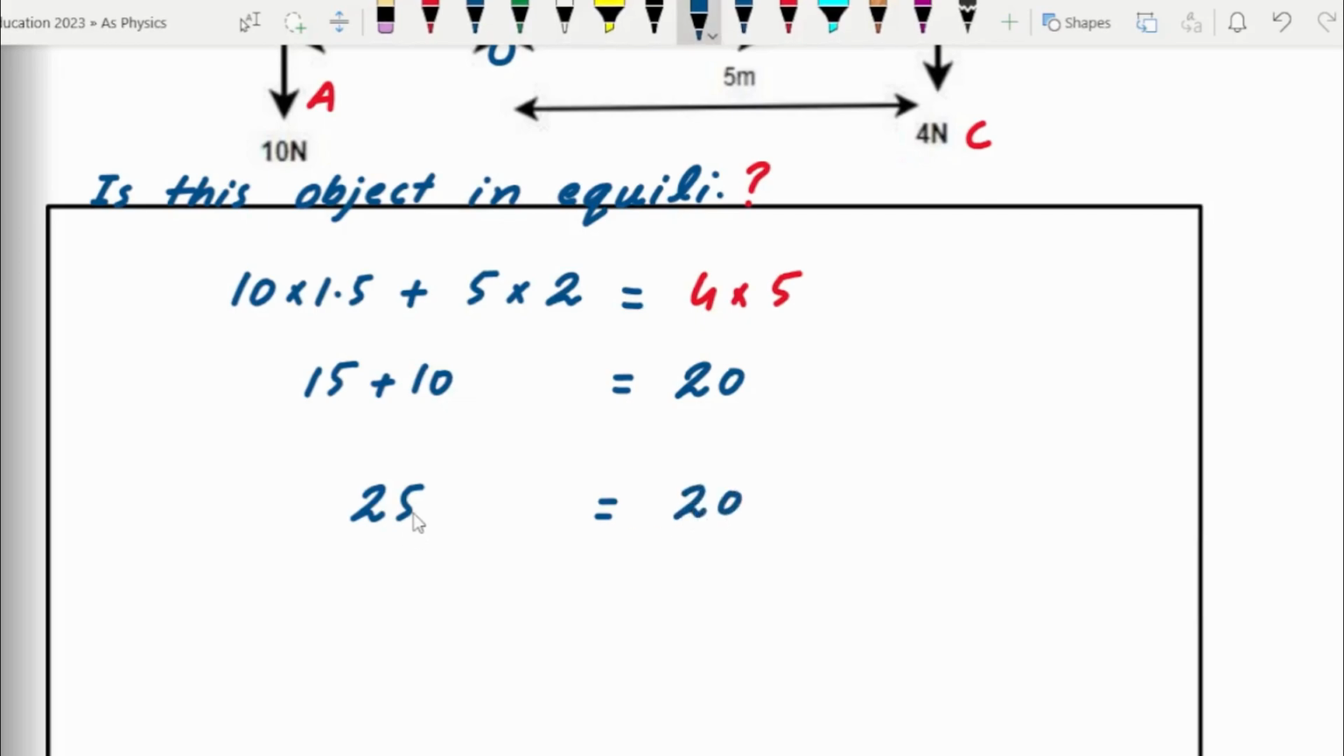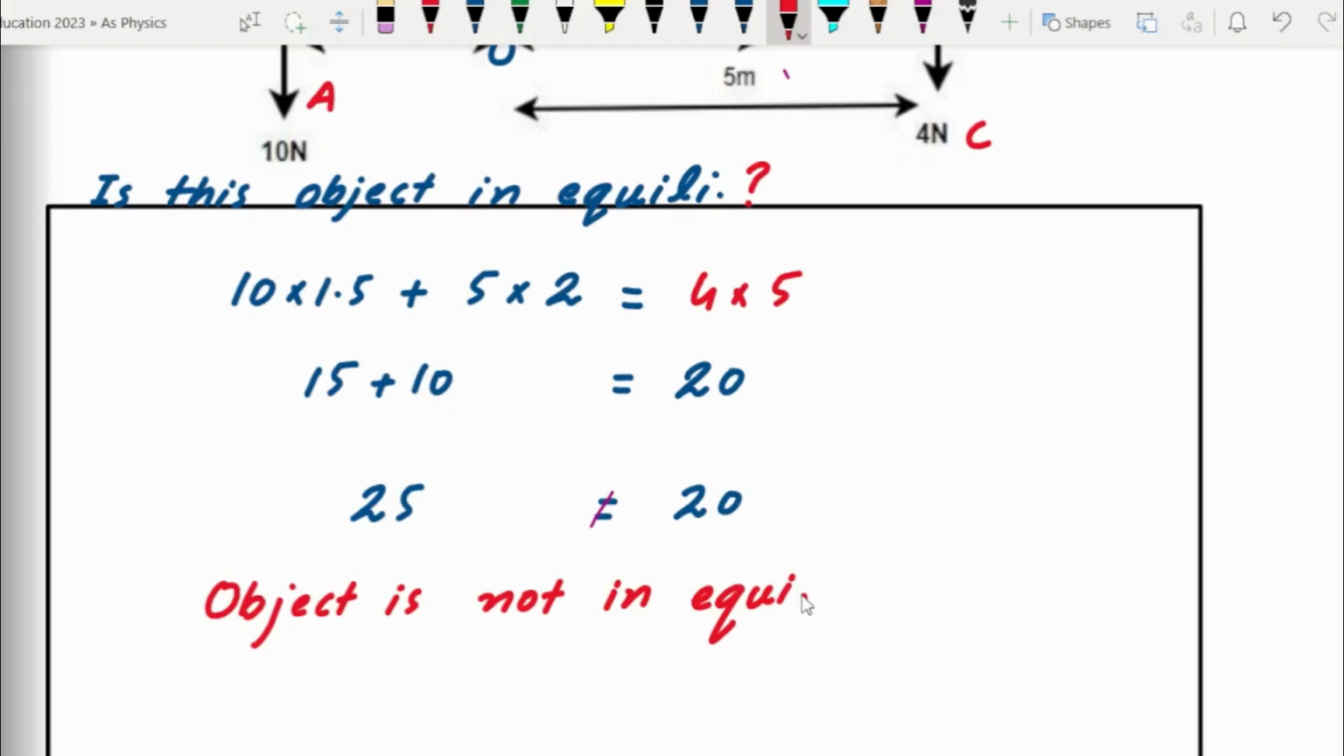So that means the overall moment of force anti-clockwise is not equal to the overall moment of force clockwise. तो आपका ऑब्जेक्ट इक्विलिब्रियम में नहीं होगा. Okay, so we can write the final verdict here. Object is not in equilibrium. All right, object is not in equilibrium.